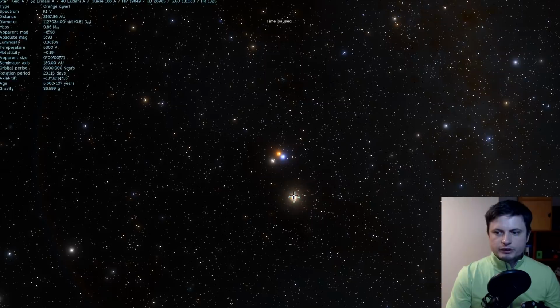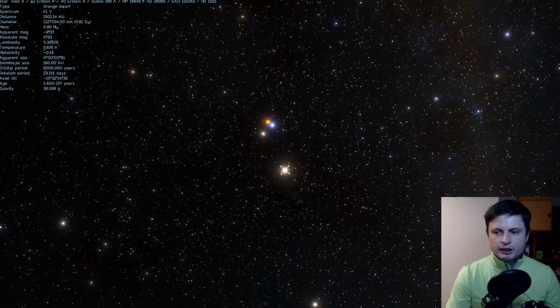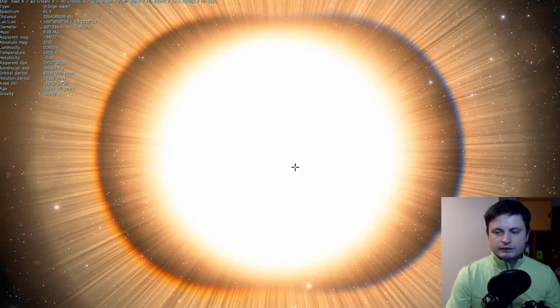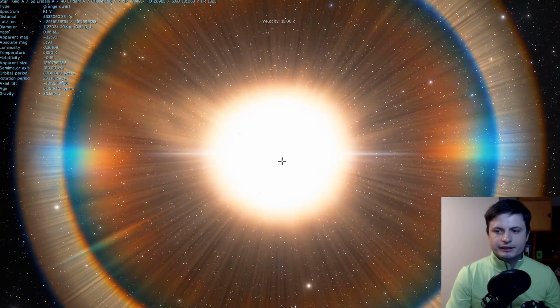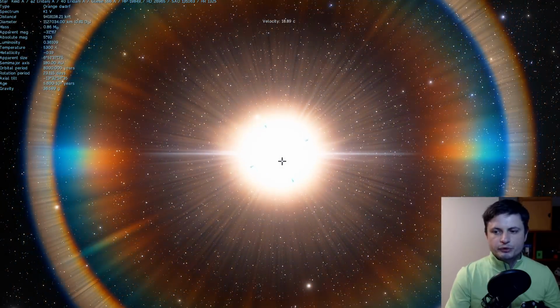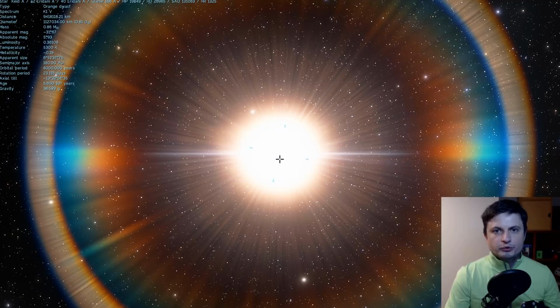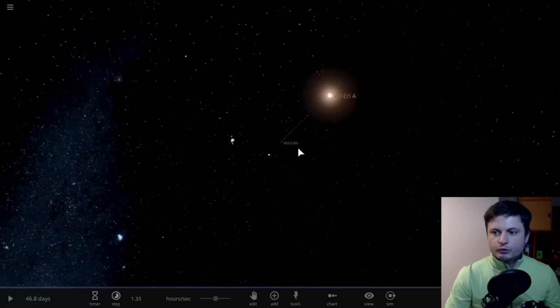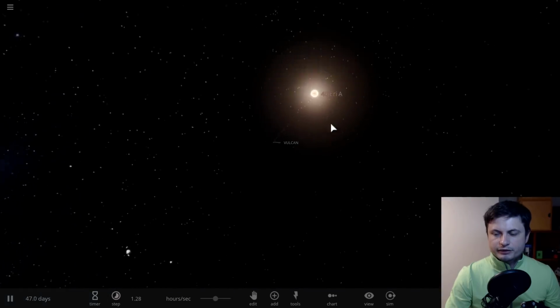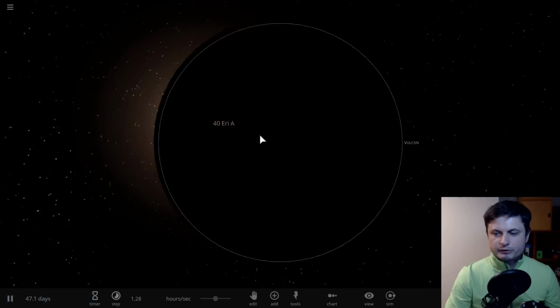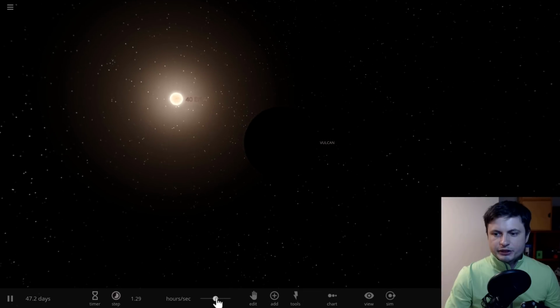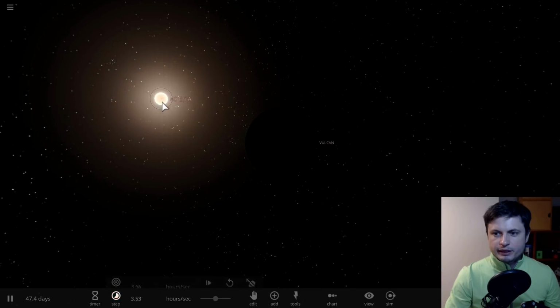Now, to tell you a little bit more about this planet, first of all, it's relatively close to the star. It's in the inner sort of habitable zone. And I think the best way for me to help you visualize this is to try to recreate its orbit right here in Universe Sandbox. And so here's our Vulcan. This is where it's positioned in relation to 40 Eridani A.